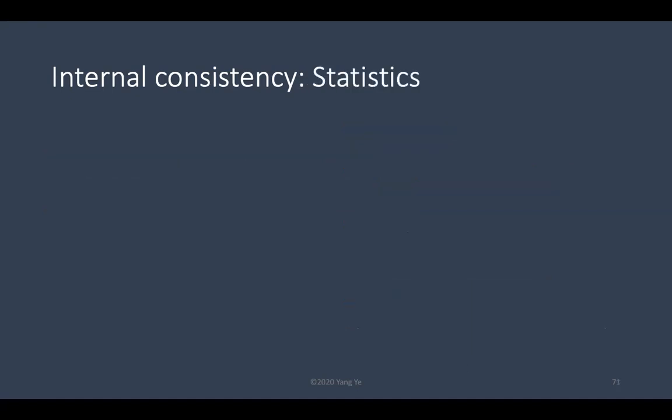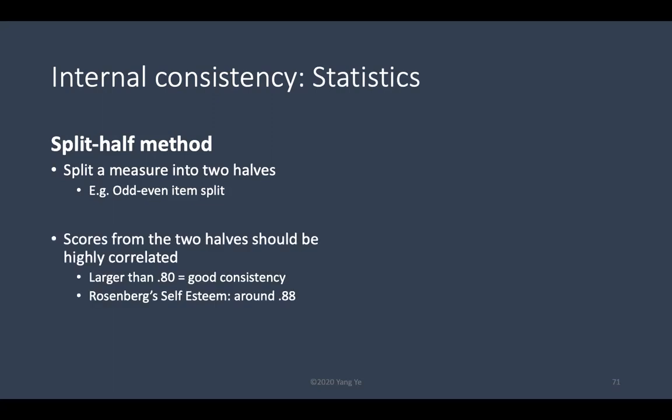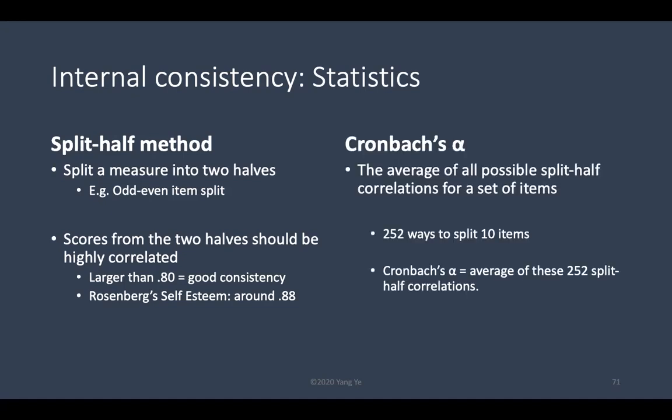So there are different statistical methods to establish internal consistency. You have the split half method, basically splitting a measure into two halves, like an odd-even item split, for example, odd numbered items versus even numbered items. And then you do a correlation between the scores from these two halves. Or you can do what we call the Cronbach's alpha.